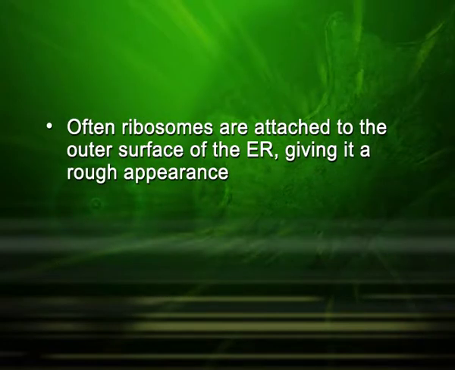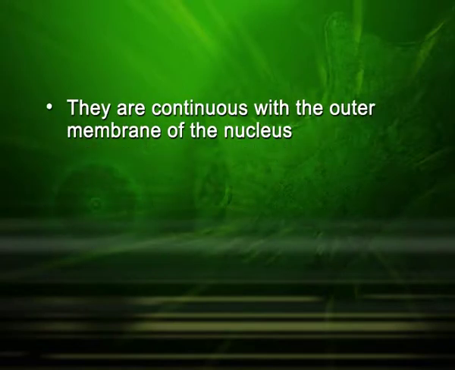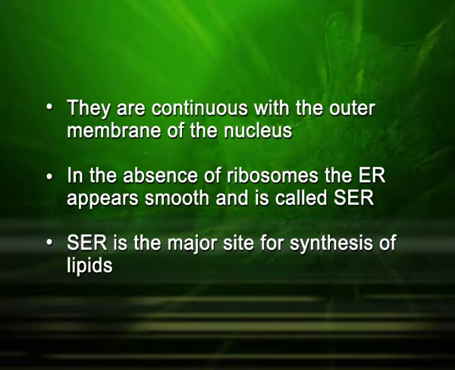Often, ribosomes are attached to the outer surface of the endoplasmic reticulum. This now appears rough in appearance and is known as rough endoplasmic reticulum. Rough endoplasmic reticulum is seen in cells which actively synthesize and secrete proteins. The rough endoplasmic reticulum is continuous with the outer membrane of the nucleus. In the absence of ribosomes, the endoplasmic reticulum appears smooth and is called smooth endoplasmic reticulum. The smooth endoplasmic reticulum is the major site for synthesis of lipids.